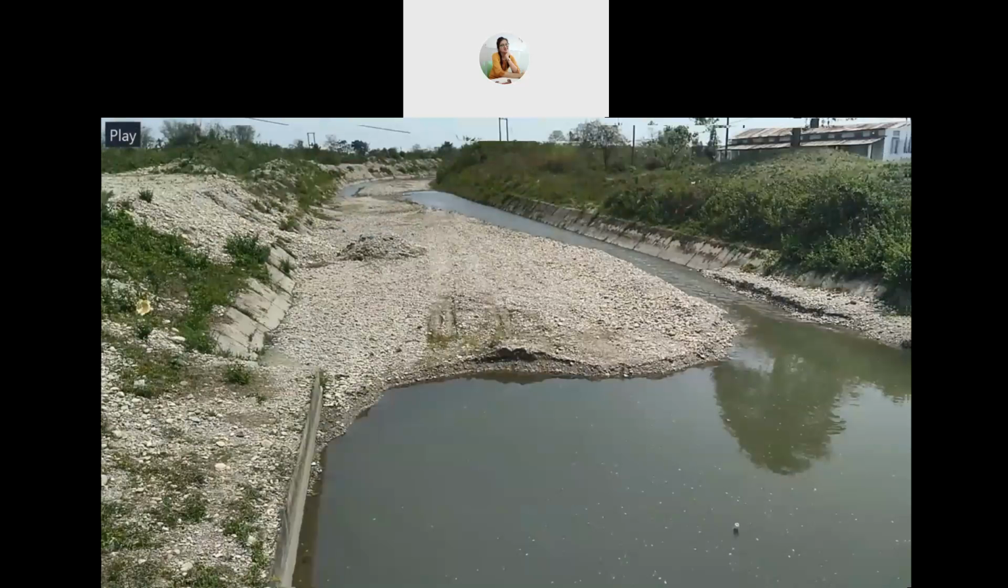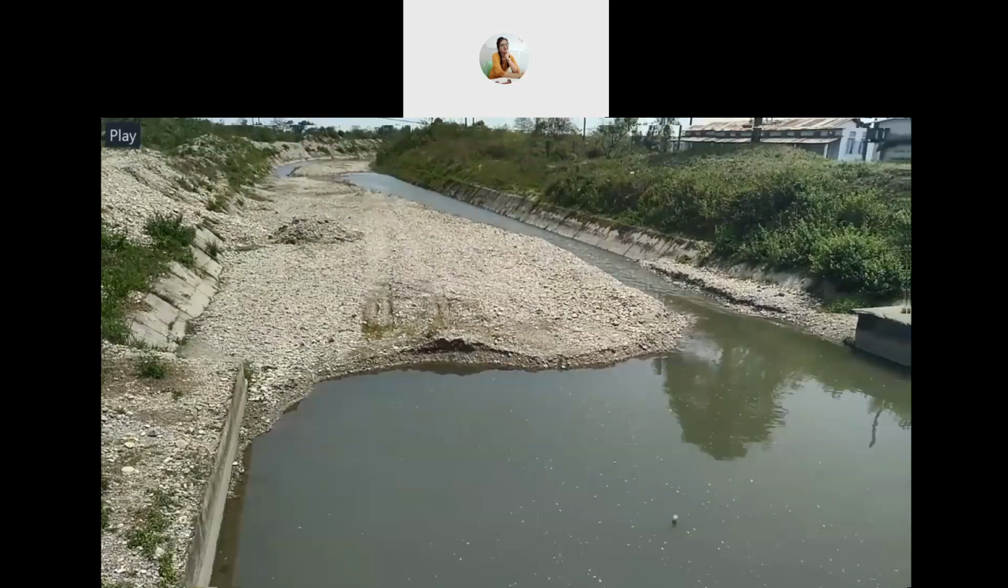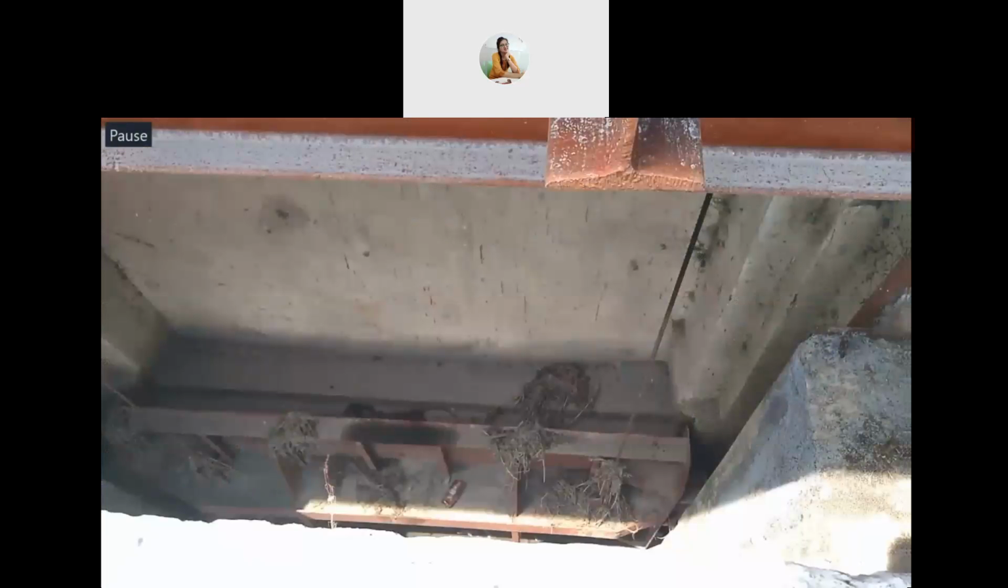And these are the gates. These are the machine arrangements which are connected with cables, as you can see. And these cables run downwards and they are attached to the gates. So these gates can be raised or lowered as per necessity.